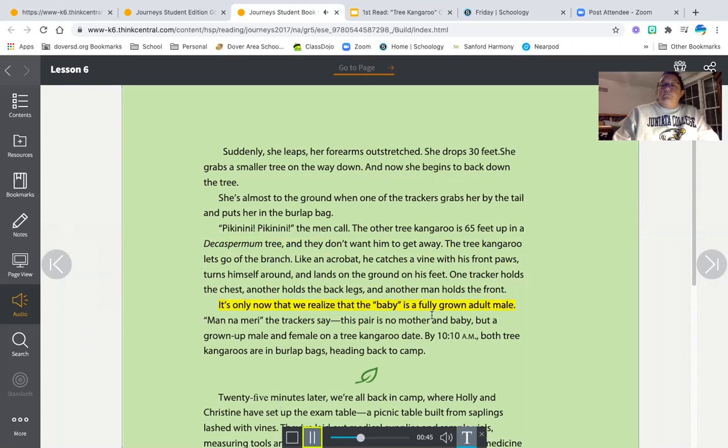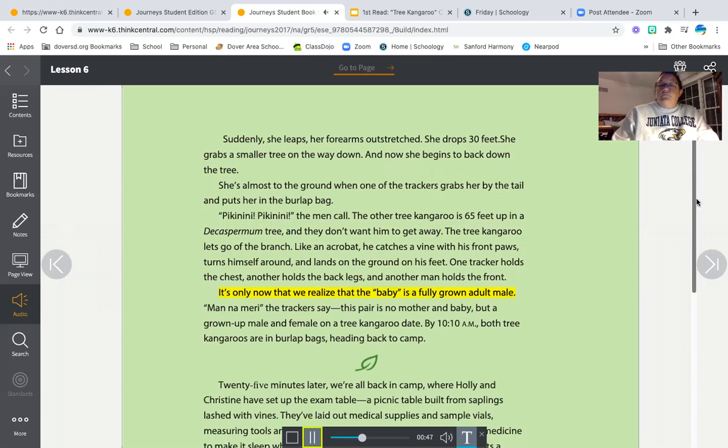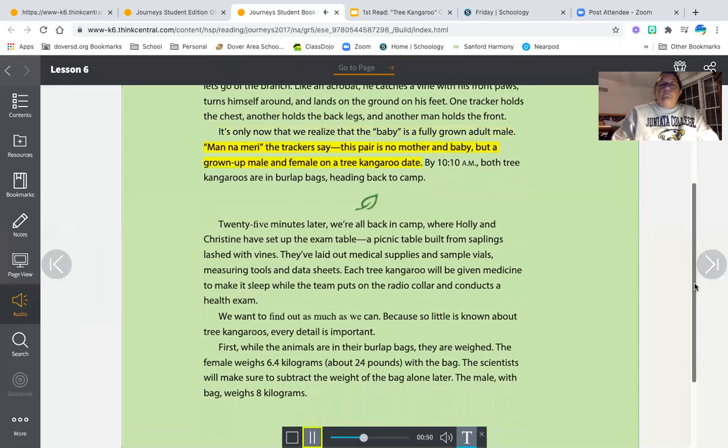It's only now that we realize that the baby is a fully grown adult male. Mana Mary, the trackers say. This pair is no mother and baby, but a grown-up male and female on a tree kangaroo date. By 10:10 a.m., both tree kangaroos are in burlap bags, heading back to camp.